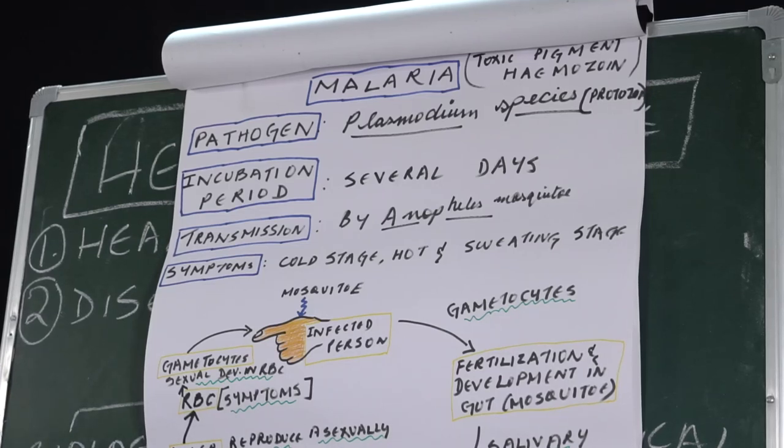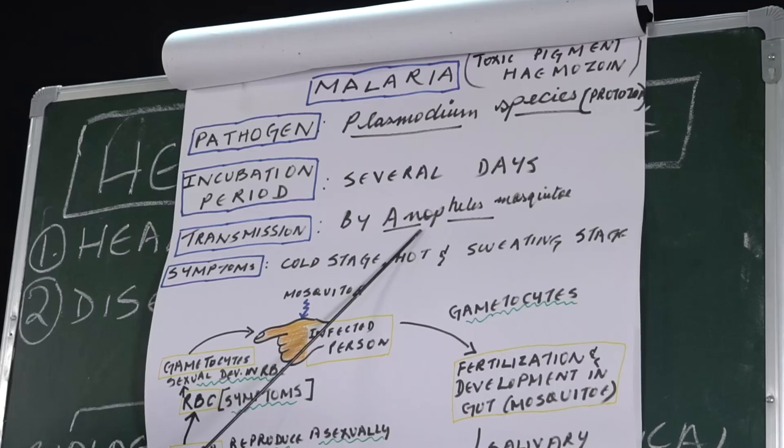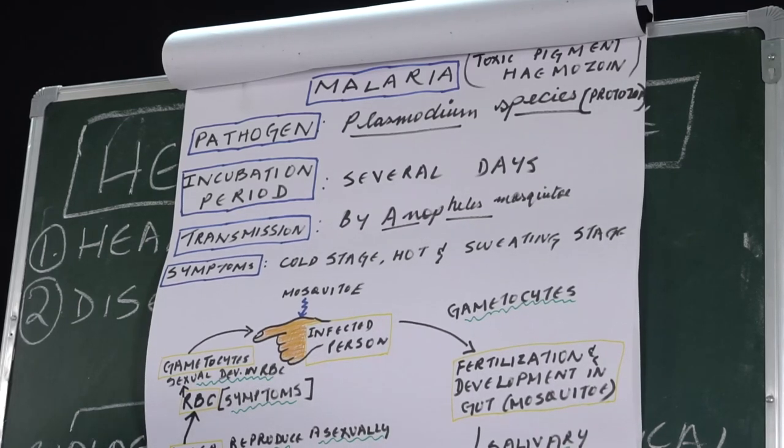So how are they transmitted? They are transmitted by a mosquito, a particular mosquito called Anopheles mosquito. That also the female Anopheles mosquito. That is the female, not the male, okay? Remember that. So what are the symptoms?